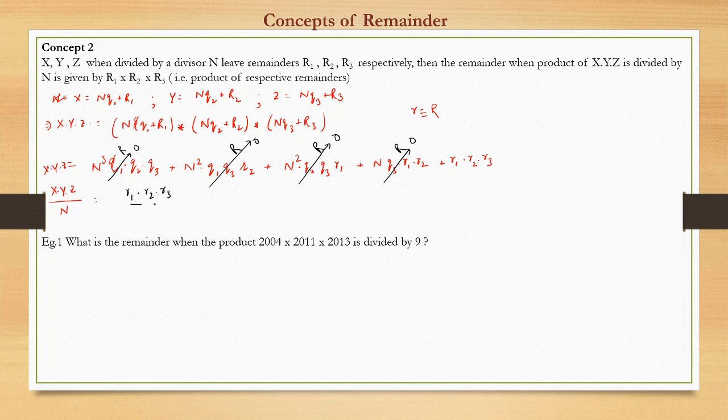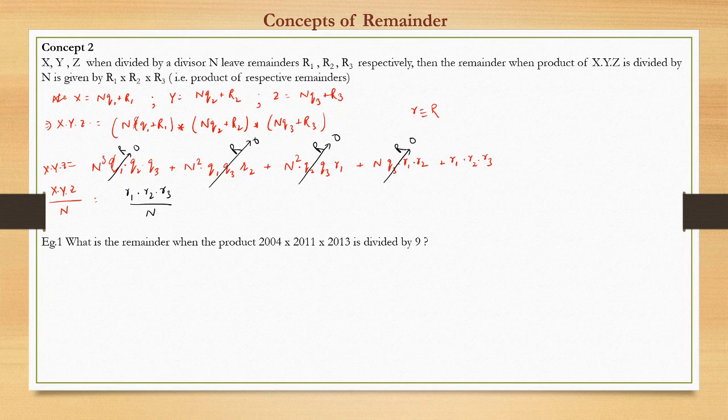r2 r3 by n. So basically what it means is that if you have to find the remainder of the product xyz on division by n, it's the same as the product of the individual remainders by n. So that is what is given here: xyz when divided by a divisor n gives remainders r1, r2, r3 respectively. Then the remainder when the product xyz is divided by n is given by r1 into r2 into r3, right?